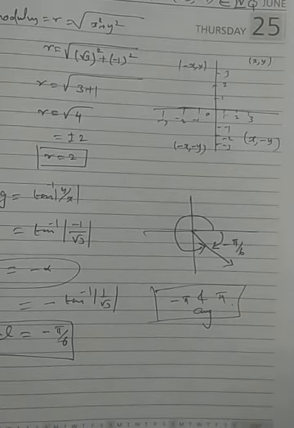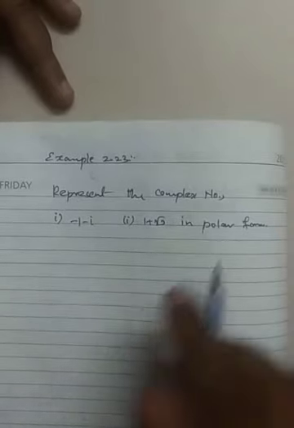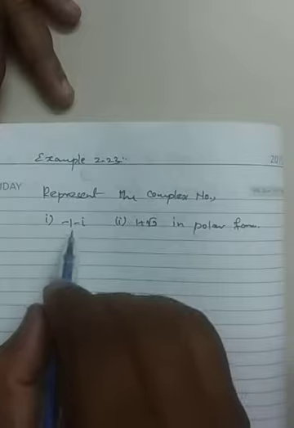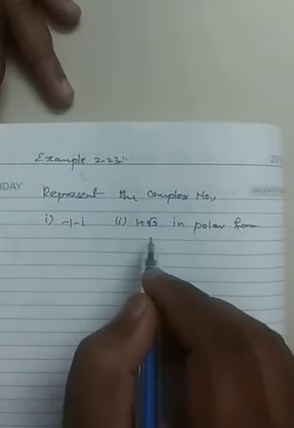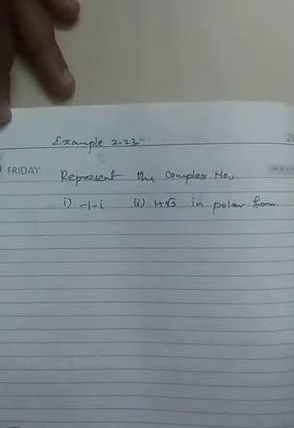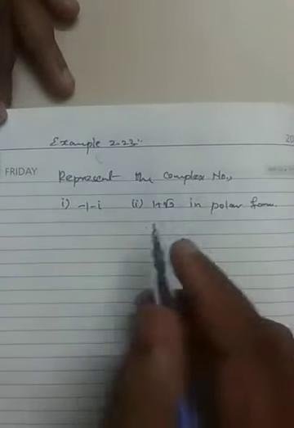Okay, I hope you have understood all these 4 problems. We'll go to one more example and see how we are going to do that. You just check. Now you can see example 2.23: represent the complex numbers minus 1 minus i and 1 plus root 3 i in polar form. They are saying we need to write in polar form. So what does polar form mean?